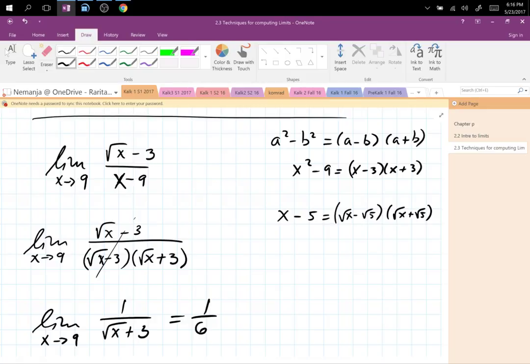So technically, knowing this nice factoring that you already know, and by the way, you are the first ever to know that walking into Calc 1. So congratulations. Oh, you know? Just be quiet.